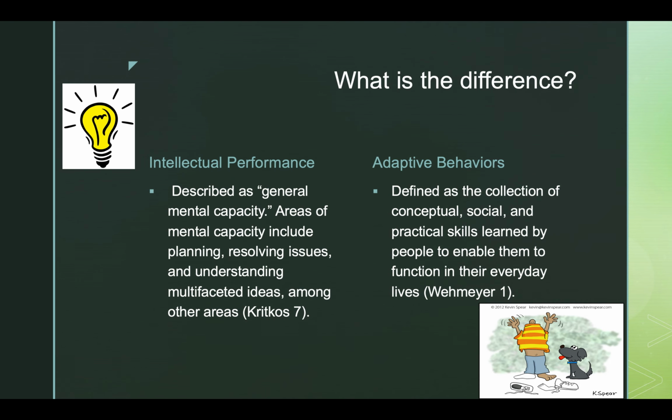So the main question that we were tasked with defining is the difference between intellectual performance and adaptive behaviors and how they work together in the diagnosis of a child with an intellectual disability. So first I went ahead and gave some definitions. So intellectual performance is described as a general mental capacity. Areas of mental capacity include planning, resolving issues, and understanding multifaceted ideas, amongst other areas.